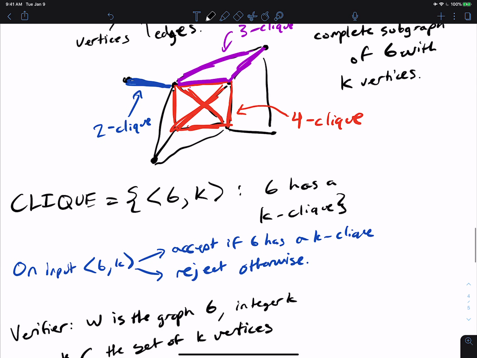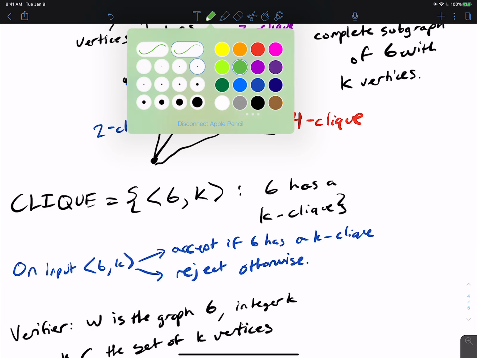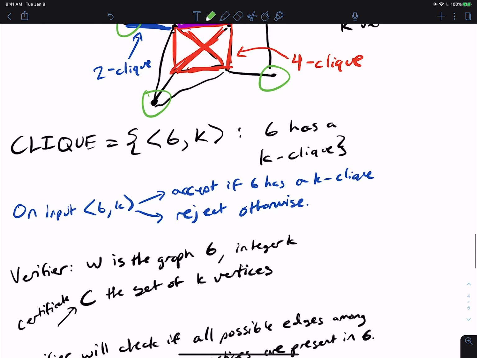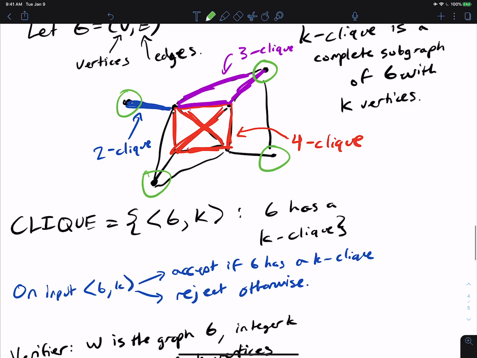So in this graph, I'll highlight them in green. If I tell you there's a 4 clique, and I tell you these 4 vertices, well, not all possible edges are present. So then you should say, no, that's not an example of a 4 clique. So then what I would have to do to try to convince you that it really is in there is to pick a different set of K vertices. So let's just say these ones in the middle, and then the verifier can go and say, yeah, all possible edges are present, so therefore I will accept at that point.